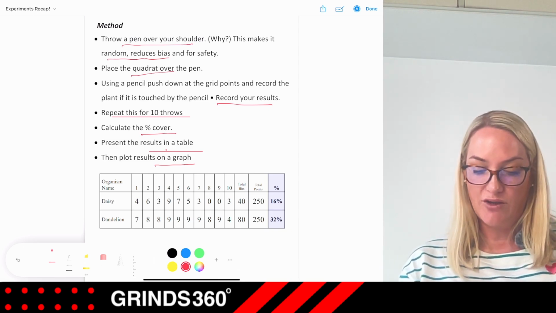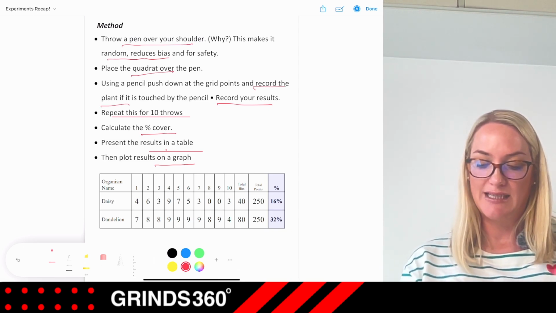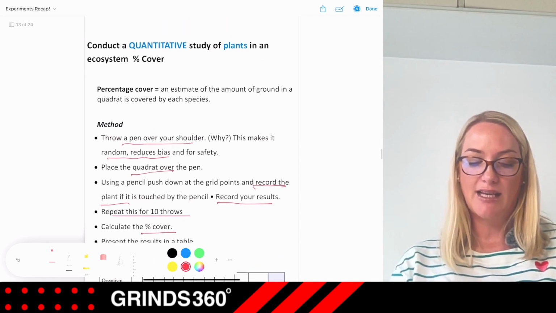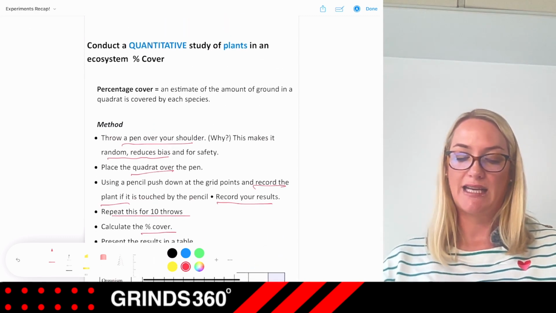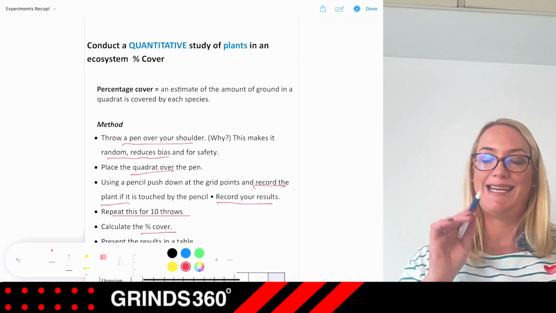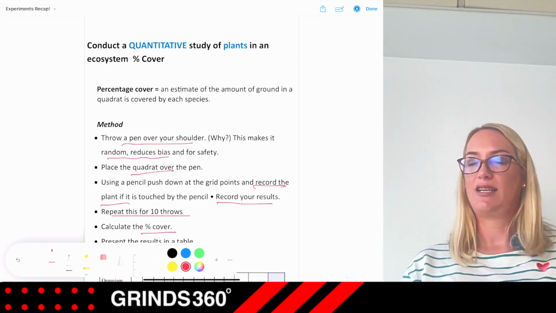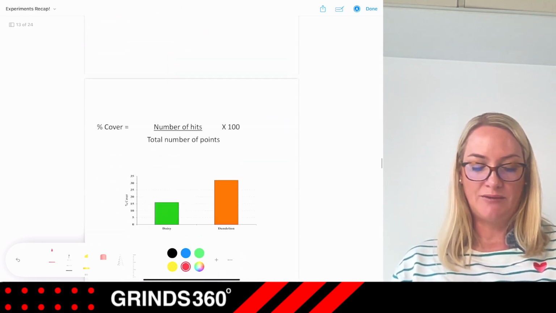Placing mark, we're going for quadrat, and then you're going to record if the plant is present or absent. And the same thing again, conduct a quantitative survey of plants looking at, or could say named plants. And again, just keep it really, really simple.